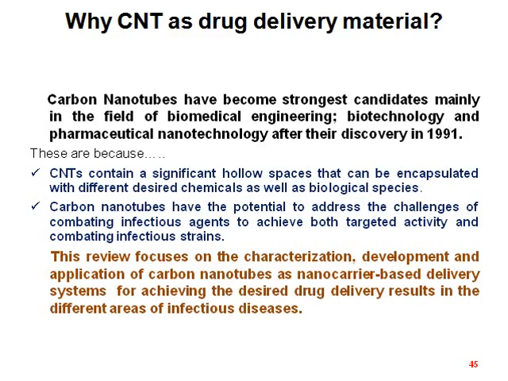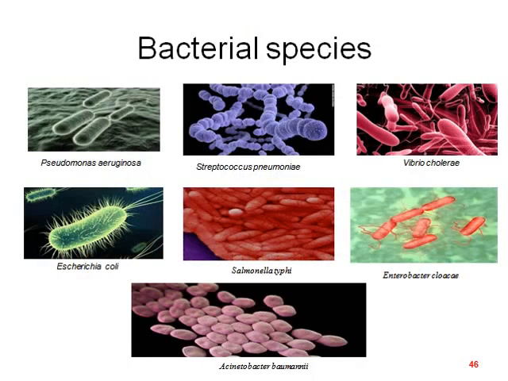This review focuses on the characterization, development and application of carbon nanotubes as nanocarrier-based delivery systems for achieving the desired drug delivery results in the different areas of infectious diseases. These are the 7 bacterial species used for the overall antibacterial susceptibility testing: Pseudomonas aeruginosa, Streptococcus pneumoniae, Vibrio cholerae, Escherichia coli, Salmonella typhi, Enterobacter cloacae, and Acinetobacter baumannii.